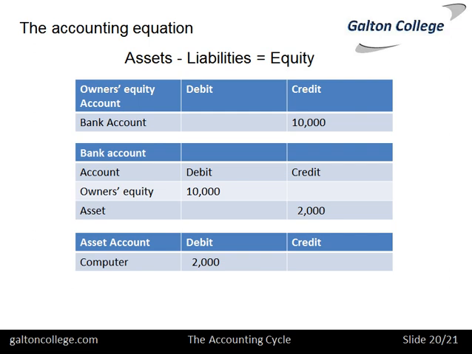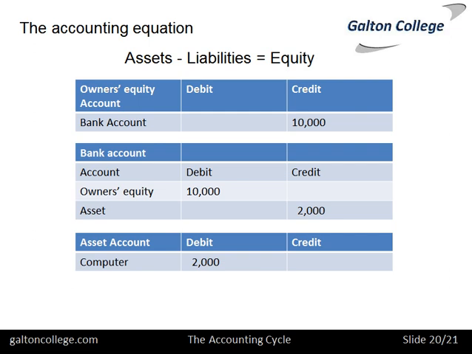The asset account could be 2,000. So 2,000 debit, which means the computer account receives £2,000. The asset account has given £2,000. So in the bank, the asset section of the bank account spends £2,000, and the asset account showing against the computer, it receives £2,000. So the credit has a debit.